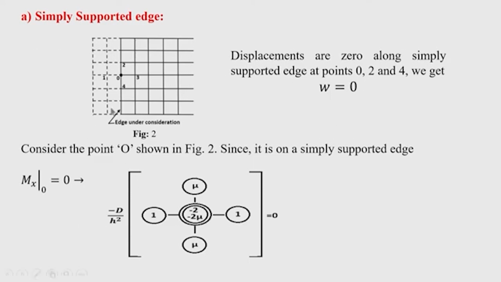In the simply supported edge, this vertical edge, the nodes falling on the supported edge are 0 to 4. So naturally the deflection values at 2, 0 and 4 are 0. Now, we have to place the stencil for bending moment at the node 0 here at the edge.